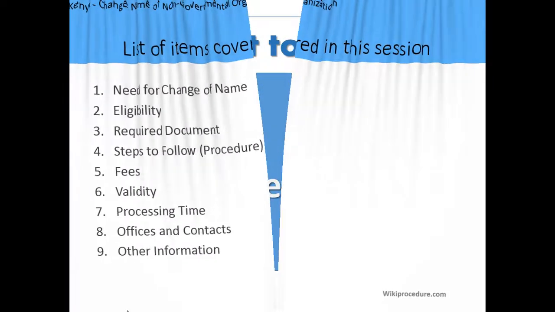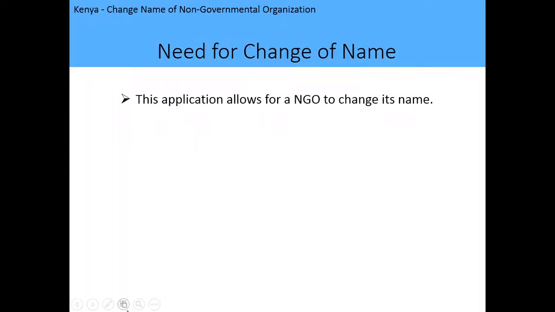So welcome to our presentation today, which is brought to you by wikiprocedure.com. The need for a name change. This application allows for an NGO to change its name. The NGO may want to change its name for a number of reasons. It can be either it has changed its objective and it wants its name to reflect its new objective, or it has merged, or whichever reason, and this allows for the NGO to make this change of name application. So it allows the NGO to make the application for changes of its name so it can reflect its new agenda.